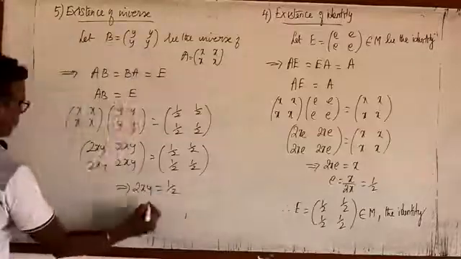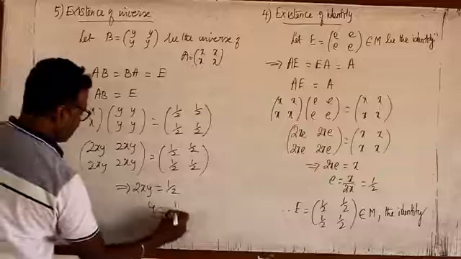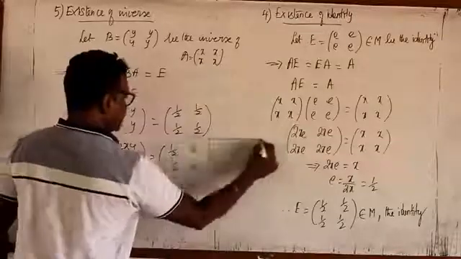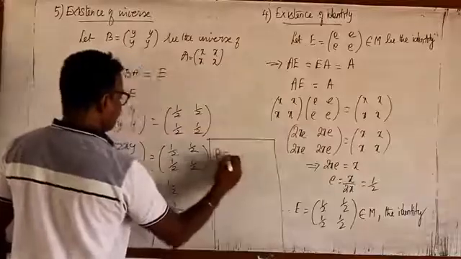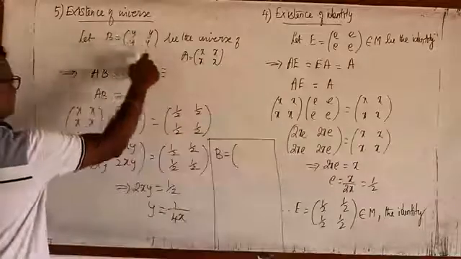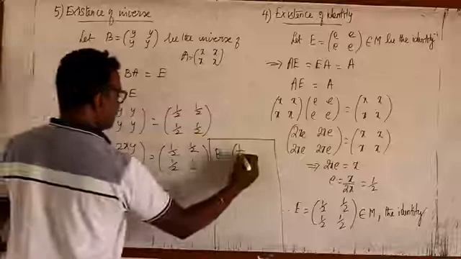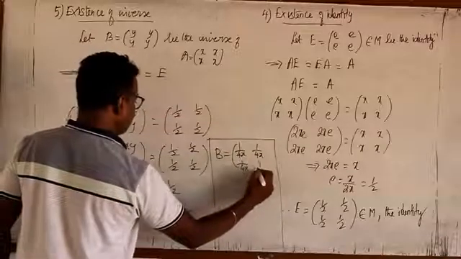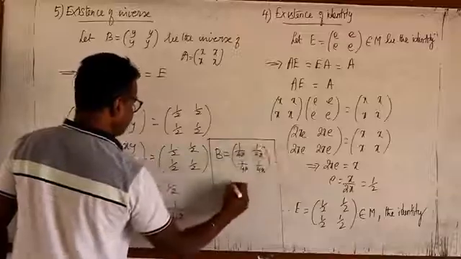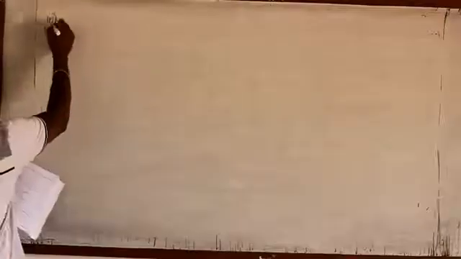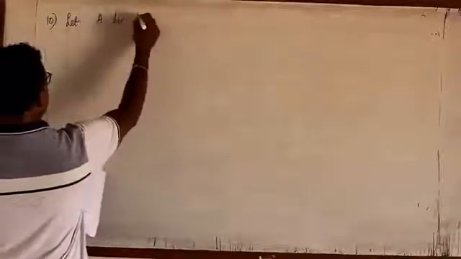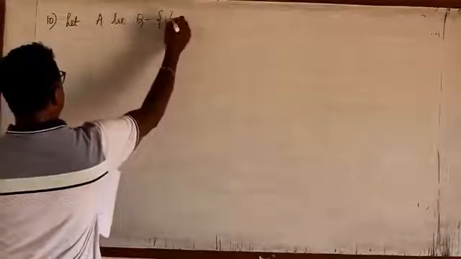We have to find y, so y is 1 by 4x. Therefore, I can say what is B? Instead of y, I can write 1 by 4x, 1 by 4x, 1 by 4x, 1 by 4x.